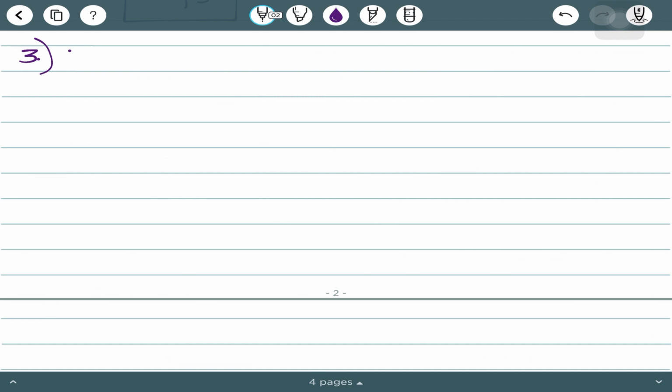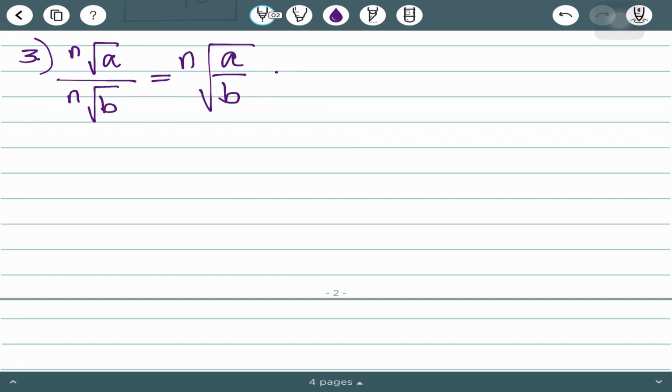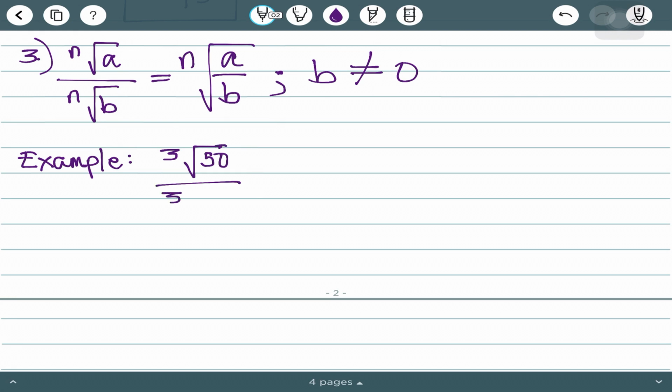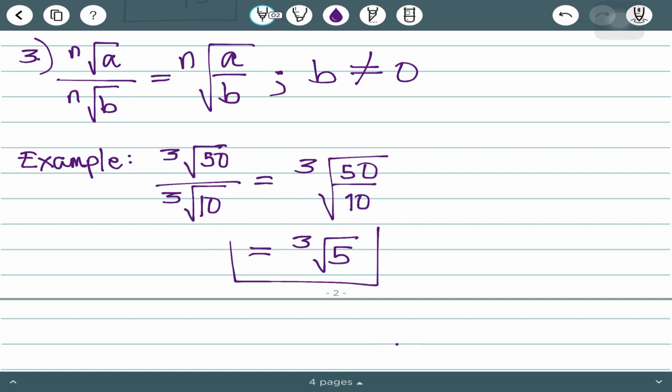Next, if the nth root of a is divided by the nth root of b, then it would be the same as the nth root of a over b, for as long as b is not equal to 0. For example, if you divide the cube root of 50 by the cube root of 10, then it would be the same as the cube root of 50 over 10. This will result to the cube root of 5.